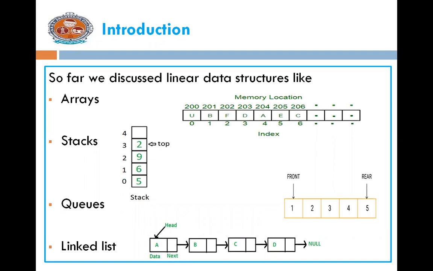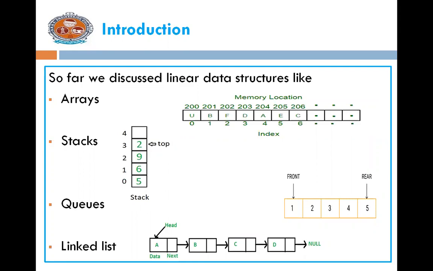In the introduction, till now we have discussed the linear data structures. Some of the linear data structures are arrays. Arrays are a collection of similar data items which are stored in continuous memory locations. The next one is stacks. Stacks means a last in first out data structure, and this is the example for a stack. The next one is queues. Queues is a first in first out data structure. So here you will have the pointers front and rear in order to maintain the operations of the queues.